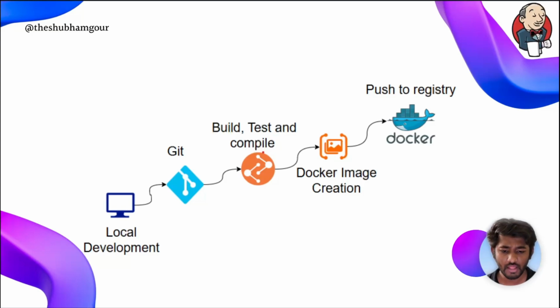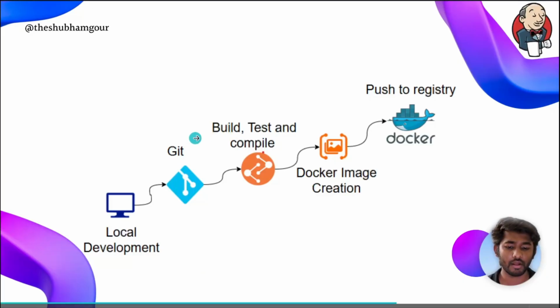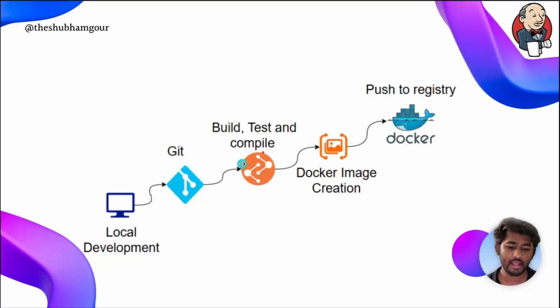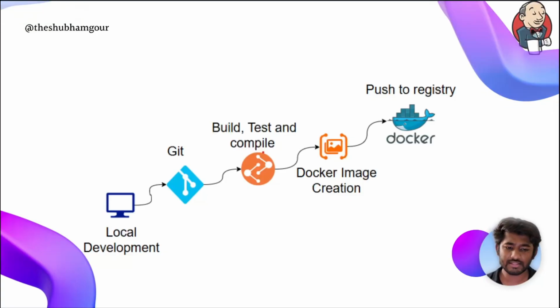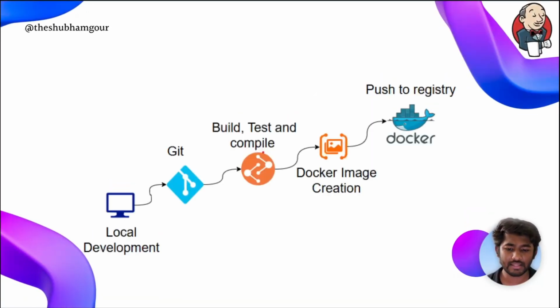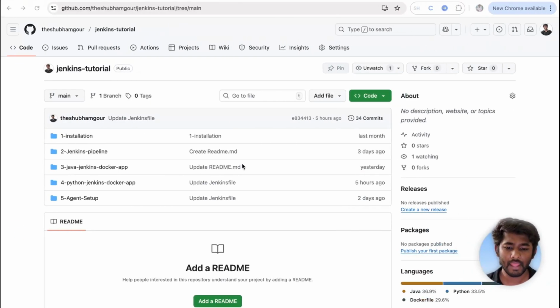Here we are going to pull the code from GitHub. Then we are going to build, test and compile. An image will get created. We are going to tag it and then push it to the artifactory, which in our case is Docker Hub. So this is the basic fundamental thing that we are going to do today. And this is the repository that we would be referring to.